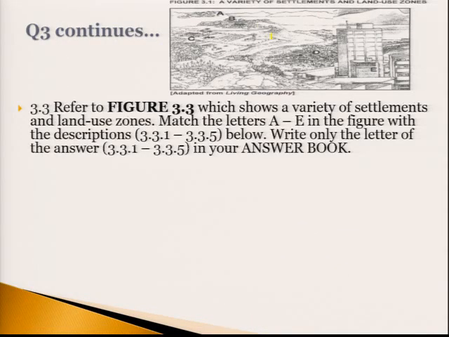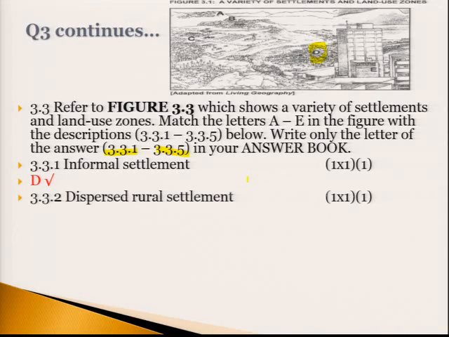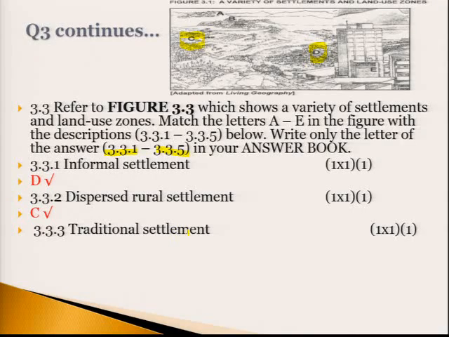Colleagues, question 3 continues. You are given figure 3.1. Refer to the figure which shows a variety of settlement and land use, and you match letters in the figure with the description. Write the letter, 3.3.1 up to 3.3.5. Informal settlements, they will form around D here. And then dispersed rural settlement, where would you find them? You find them around C there. And then traditional settlements, those hamlets, you find them around A.